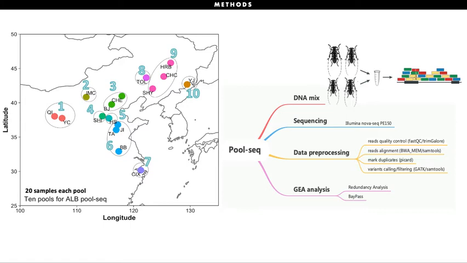We performed NovaSeq paired-end sequencing. The raw reads underwent QC and read alignment, and we called variants using GATK and SAMtools. After variant calling and filtering, we performed 2 GEA methods to detect climate-associated variants: redundancy analysis, and BayPass.